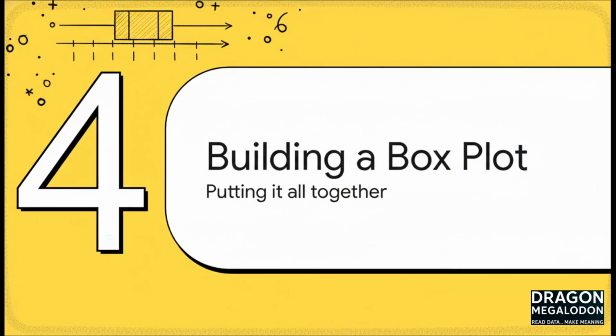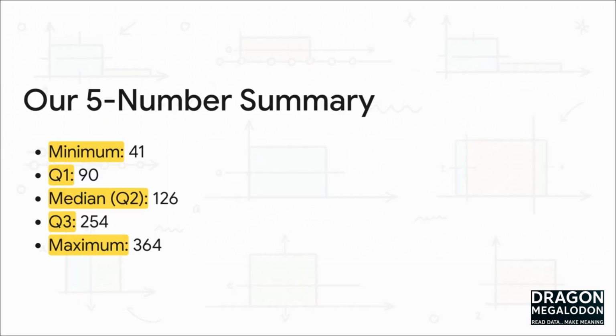All right, we've done the calculations, we've got all our ingredients. Now comes the really fun part. We get to put it all together and actually build our visual, the box and whisker plot. These 5 numbers right here, this is everything you need. The absolute minimum value, our 3 quartiles that we just found, and the absolute maximum value. This is the complete recipe for our plot.